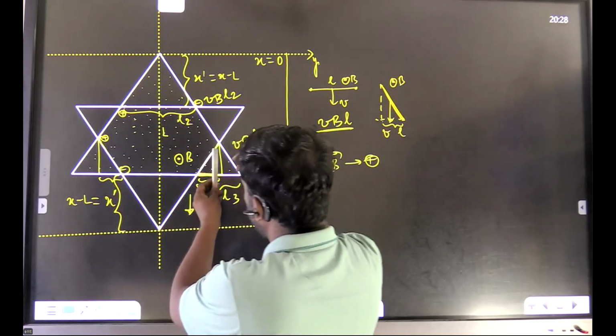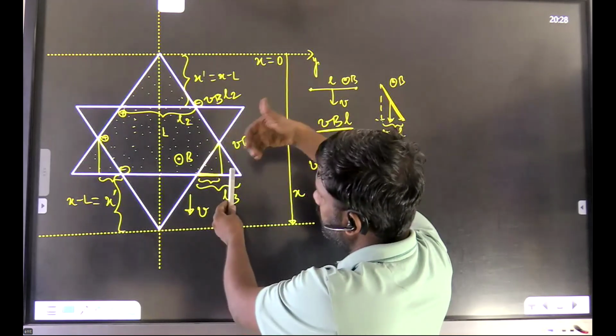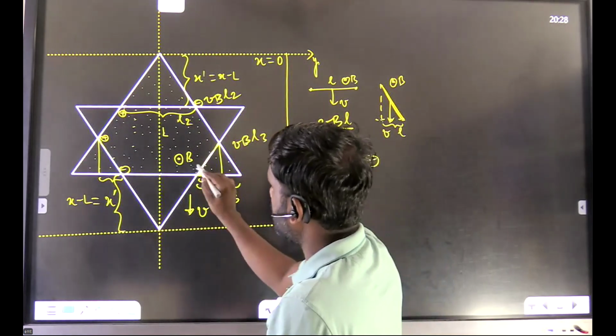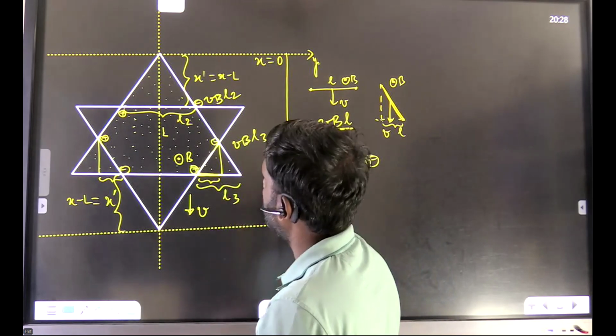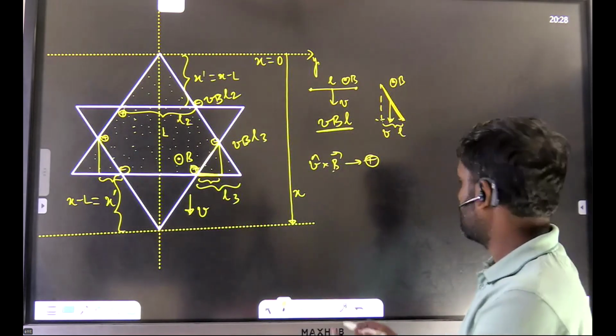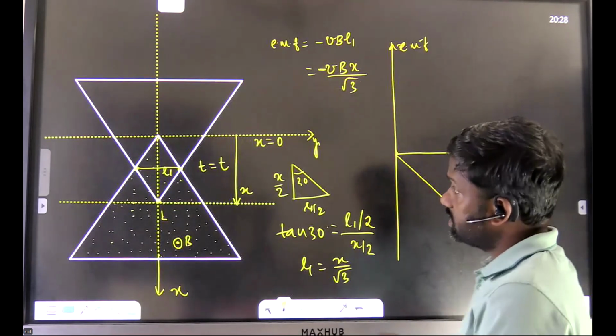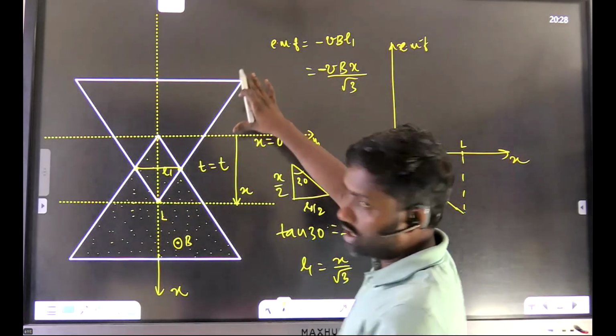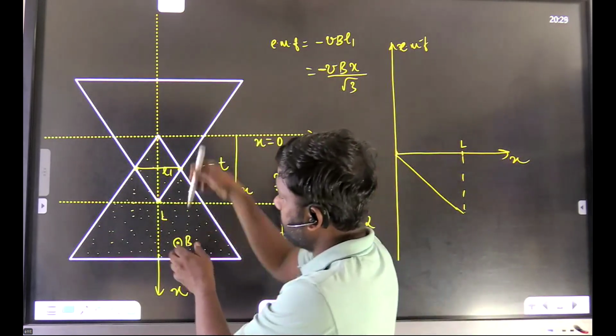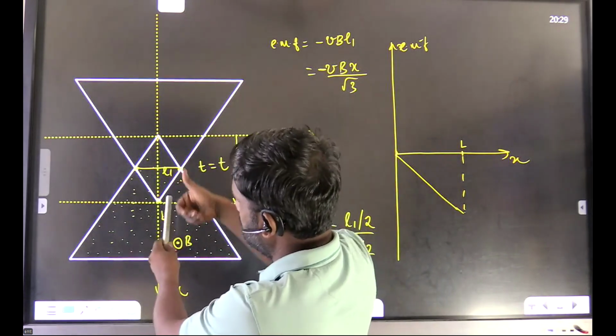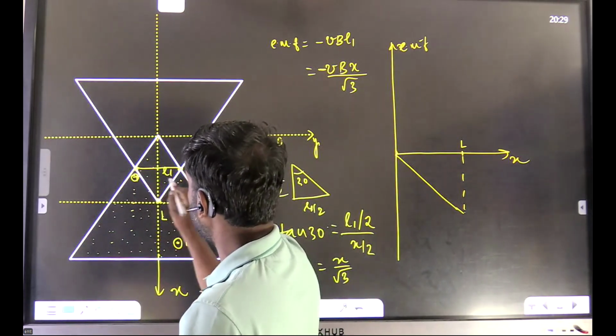यहाँ पे V क्रॉस B करने से, V इधर है, B ऊपर है, V क्रॉस B करने से ये end यहाँ पे पॉजिटिव होगा और ये नेगेटिव होगा. Now to be consistent with the sign convention discussed here, यहाँ पे एक बार देख लेते हैं. देखिए यहाँ पे V इधर है और B अपवर्ड है, तो V क्रॉस B करने से ये end यहाँ पे पॉजिटिव है और ये end नेगेटिव है.